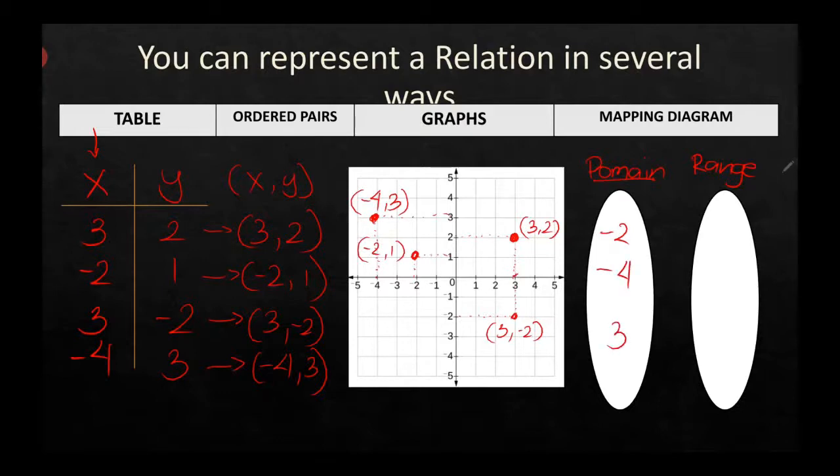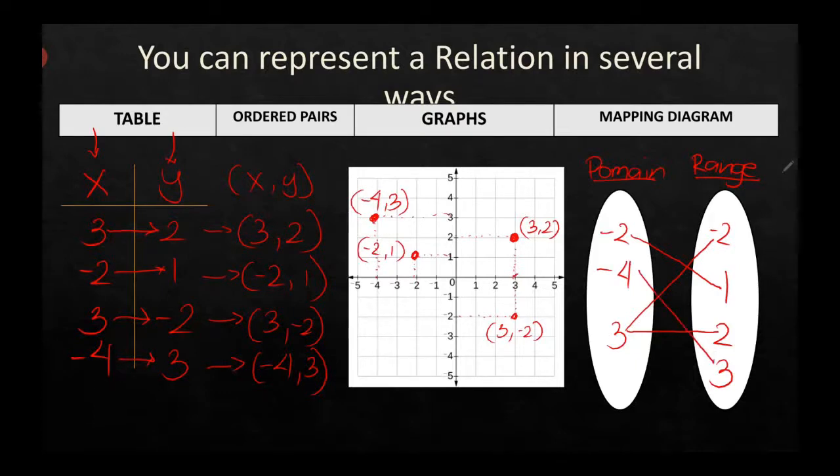As you observe, we have two instances of positive 3. With the use of a mapping diagram, we can simply write it as a single number. Now, let's list down the values of our range with the use of our y values: negative 2, 1, 2, and positive 3. Since this is a mapping diagram, we need to show the pairing of our values. For example, positive 3 here is paired with positive 2, so we need to construct a line. Next, negative 2 and 1. Next, positive 3 and negative 2. And last is negative 4 and positive 3.